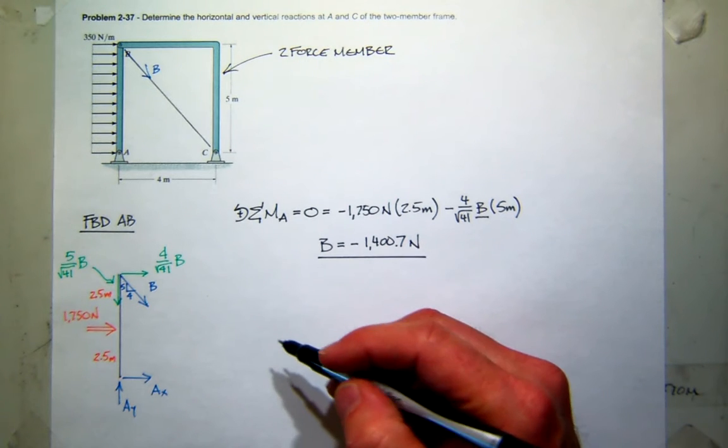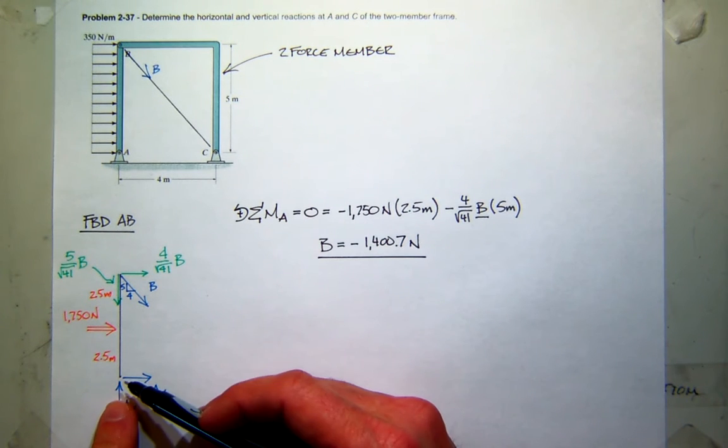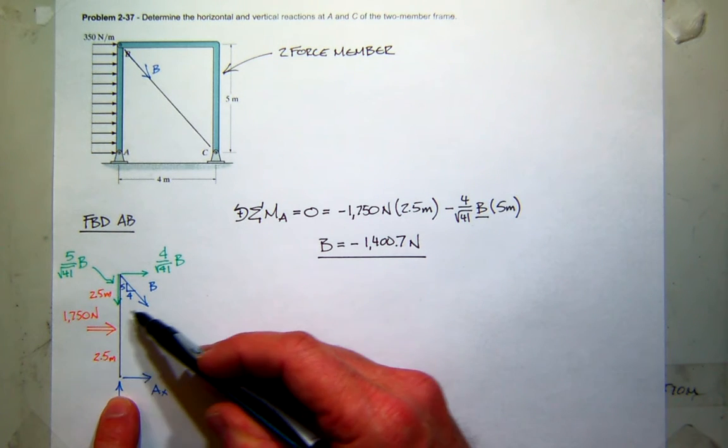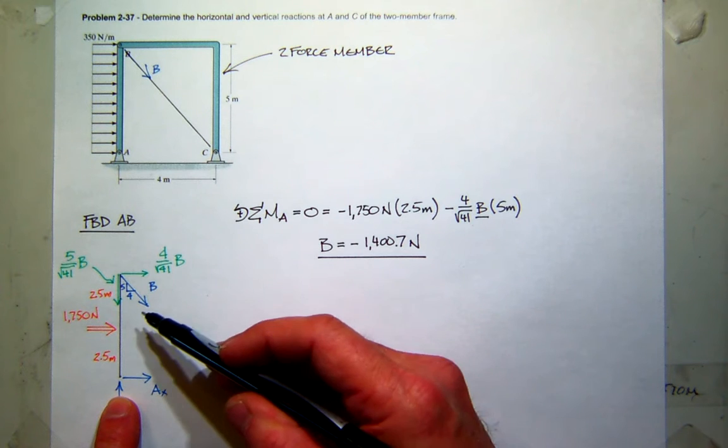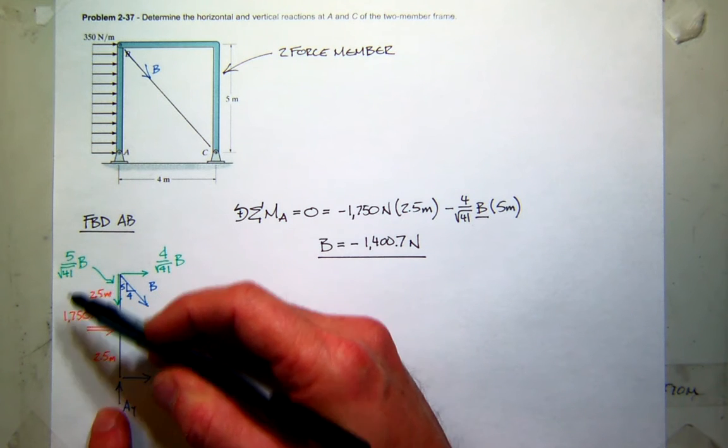That kind of makes sense, don't you think? If I'm rotating about A, since this force is causing the structure to want to rotate counterclockwise, this one better push back. That makes sense.